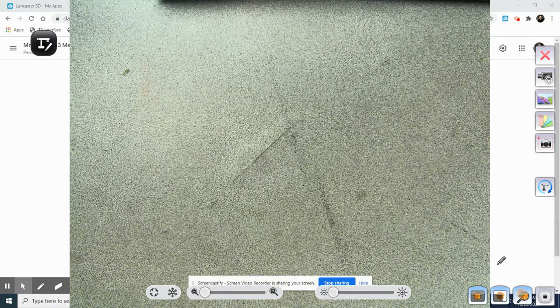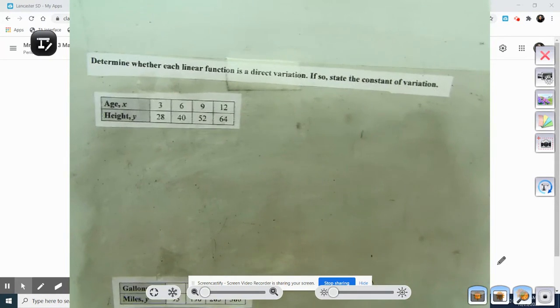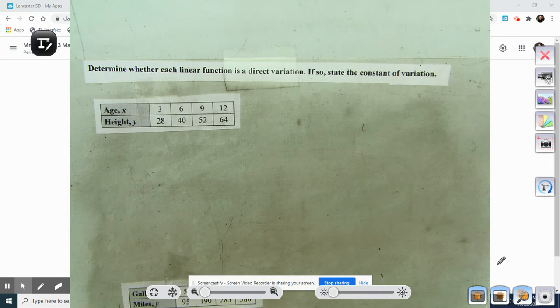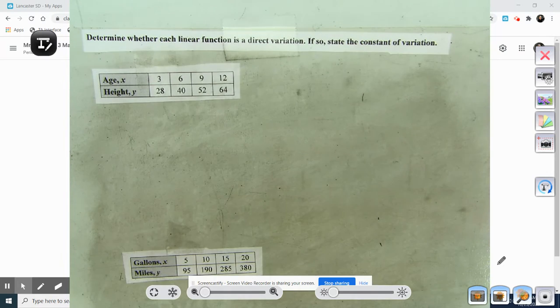Okay, there's another thing you're going to be asked to do today, and that's to look and determine whether a linear function is direct variation, and if so, state the constant of variation. In other words, what's the slope? Remember, the constant of variation is equal to the slope. There's a couple of ways of doing this. I'm going to do the first one one way, and then I'll do the second one a different way.